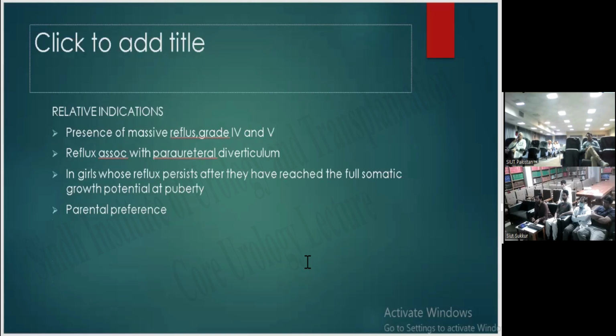Relative indications: presence of massive reflux, grade 4 and 5; reflux associated with a paraureteral diverticulum; in girls, reflux that persists after they have reached full somatic growth potential at puberty; and parental preference.